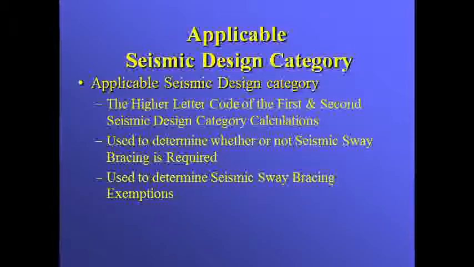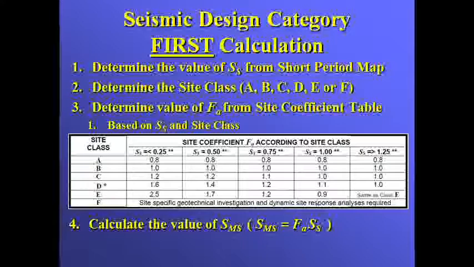The applicable seismic design category will be the higher letter code of the first and second seismic design category calculations. As mentioned previously, the letter code for the seismic design category will be used to determine whether or not seismic sway bracing is required, and also to determine the seismic sway bracing exemptions that are based on seismic design category. Since the calculation of the seismic design category requires 2 calculations, and the similarity between the 2 of them can be confusing, the 2 calculations will be dealt with separately.